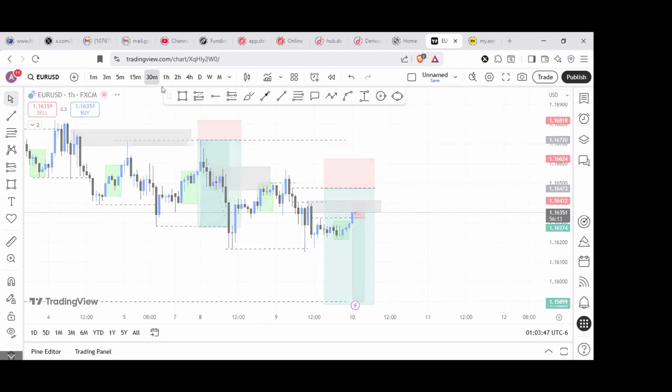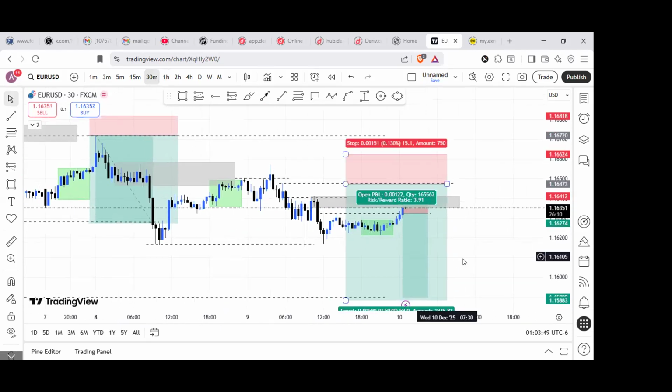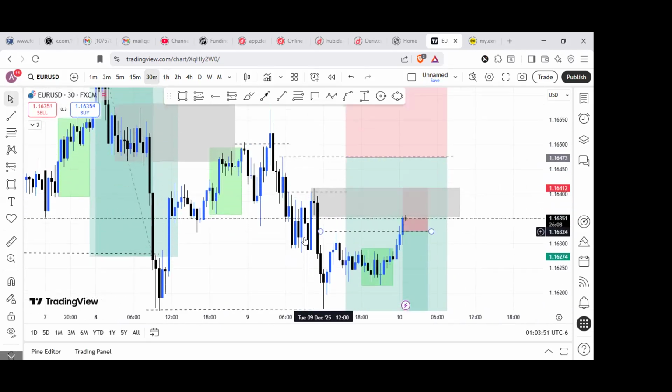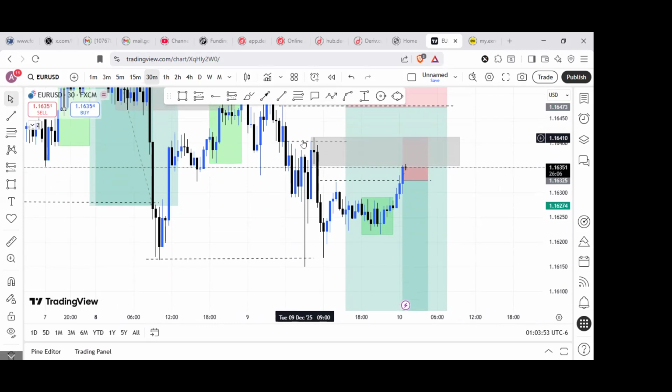Now going to yesterday's price action. This was a trade that one could have entered. But then if you enter this trade, you will have still been in the trade up to now because price has not come to take out this low.